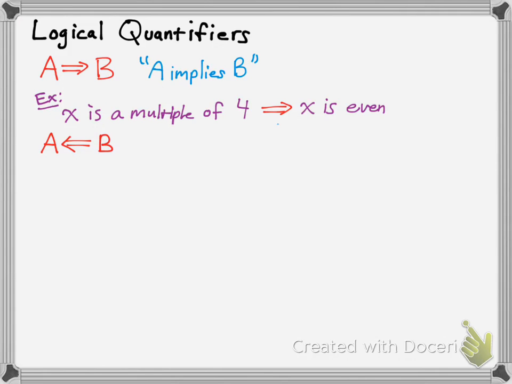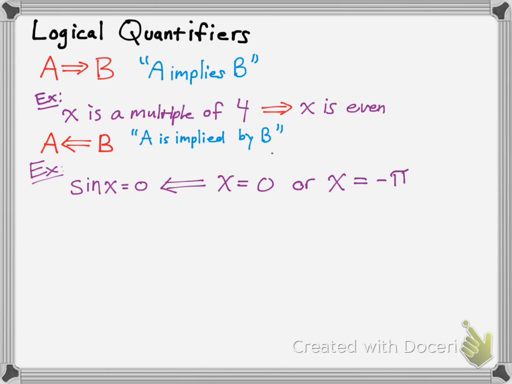Let's try another one. Here's another symbol. What if you flip the arrow? Flipping the arrow would be saying A is implied by B, or if B then A, or B if only A. You could say that in 3 different ways, but let's just do A is implied by B. An example of this would be if sine of x equals 0, then what does that imply? This is implied by x being 0 or x being negative pi, because sine of x equals 0 at 0 and negative pi.